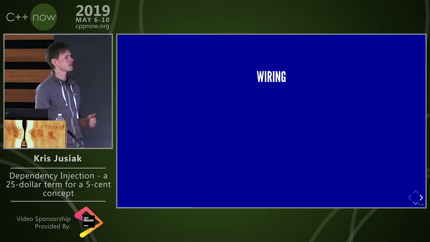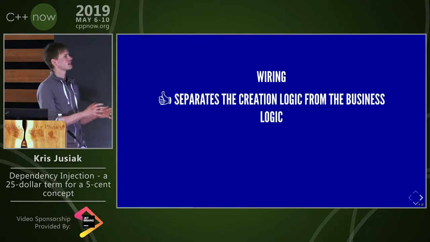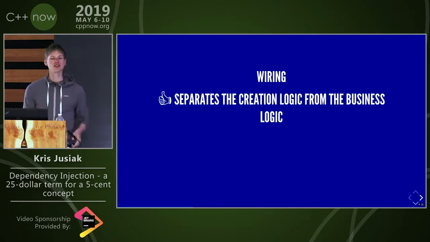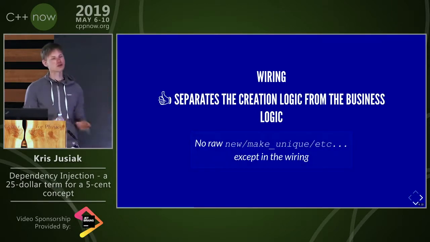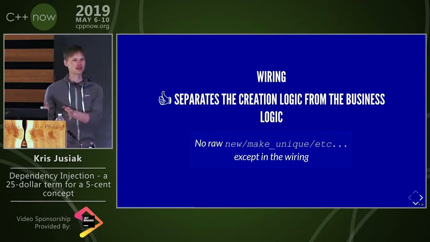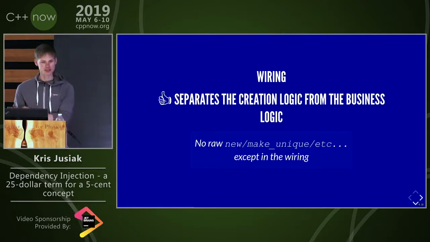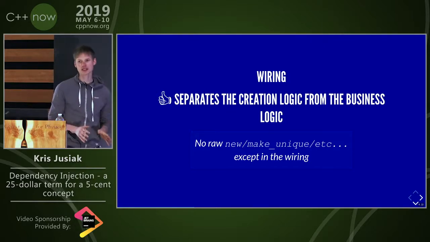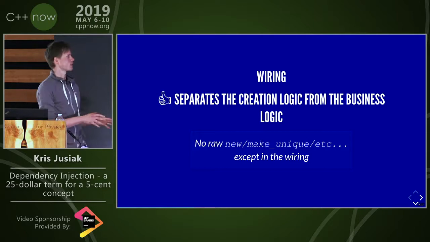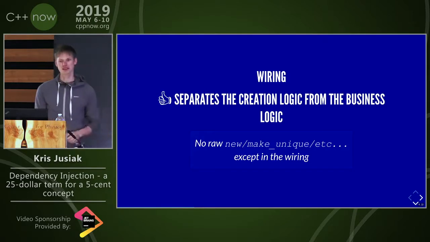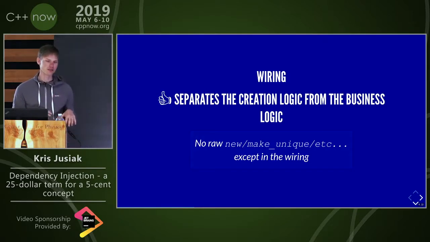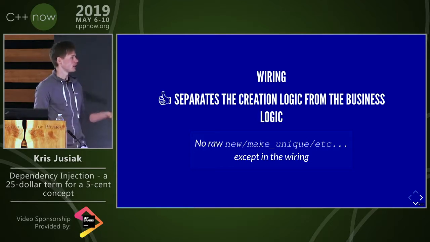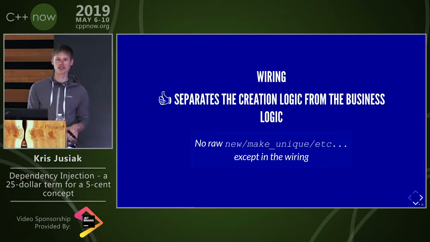So wiring, yet another thing to remember, separates the creation logic from the business logic. We don't want any raw make_unique, new, any of these goodies in the business logic, because that's where the logic sits. The creation of all our objects sits in a totally different place, and that's the wiring place. Wiring has negatives as well, but for now, I think wiring is a step in the right direction when it comes to design.